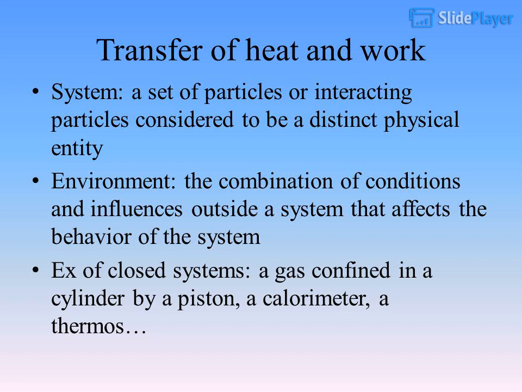System: a set of particles or interacting particles considered to be a distinct physical entity. Environment: the combination of conditions and influences outside a system that affects the behavior of the system. Examples of closed systems: a gas confined in a cylinder by a piston, a calorimeter, a thermos.